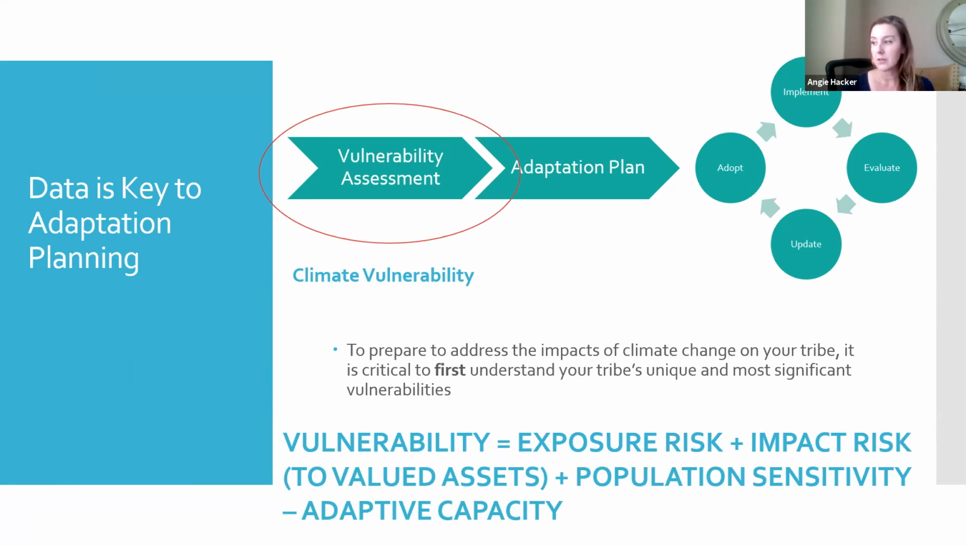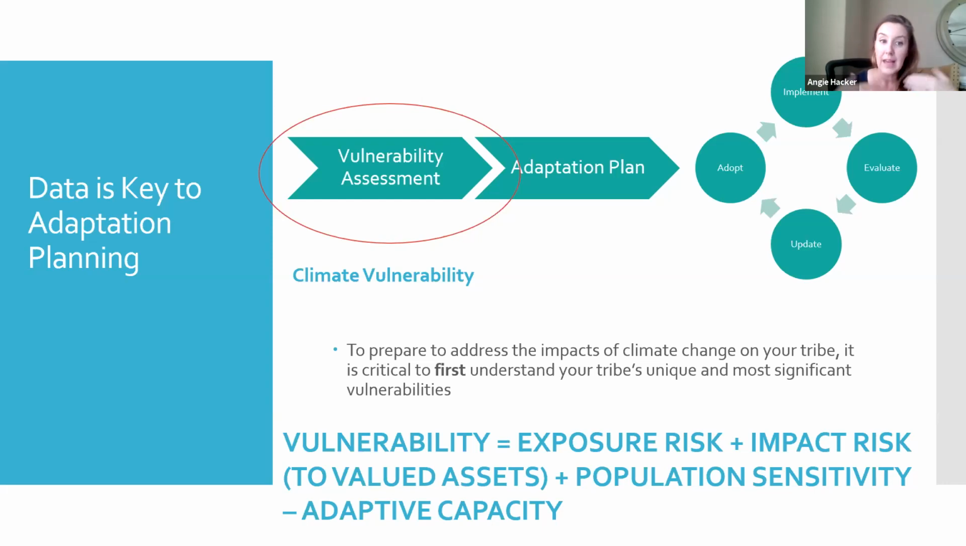And so to do that, it's really critical to first understand the unique and significant vulnerabilities. And so for us, when we think about vulnerabilities, we have a whole training on this, but in short, you're looking at what is the exposure risk, exposure meaning what changing climate conditions is your community going to come into contact with that it doesn't necessarily control. Things like wildfire, drought, temperature extremes, melting ice and sea level rise, storms and flooding. Those are all what we consider sort of direct exposures.